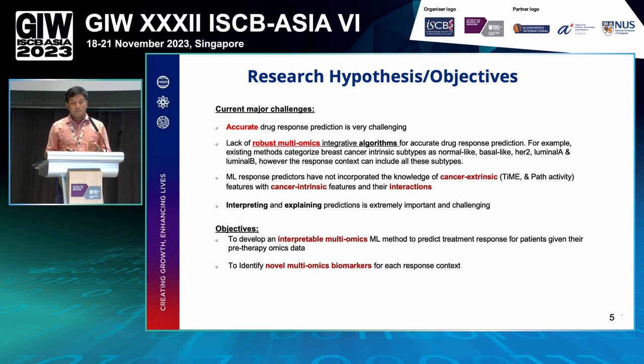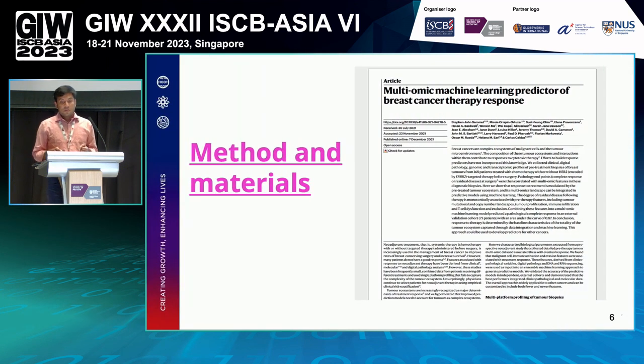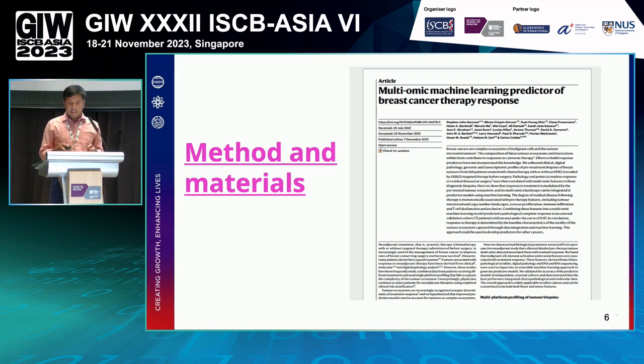So our objective is to develop an interpretable multiomics machine learning method to predict treatment response for patients given their pre-therapy omics data, and to identify novel multiomics biomarkers for the response. In this context, we can use this for prognostic or diagnostic cases. Recently this paper was published, and we were interested in this work based on this paper. This paper reported a large number of clinical data, so we consider this one. And I summarize the data here.